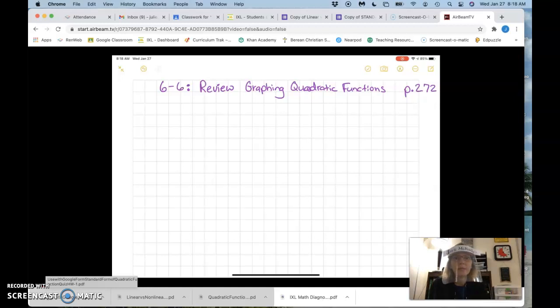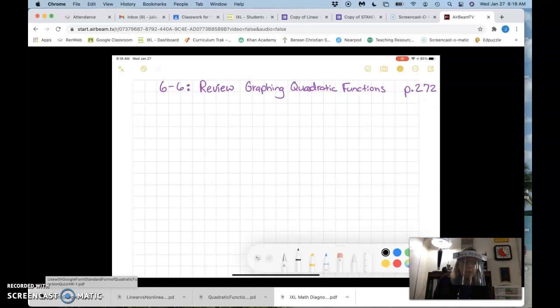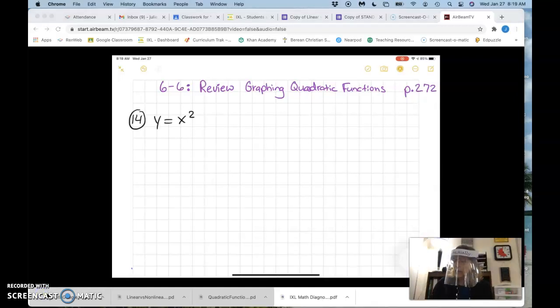Okay, it's one of those days. Graphing quadratic functions. And we're on page 272, so I'm just going to do some examples from page 272. And I'm going to remind you of a few important things. So let's go. Alright, so the first thing I'm going to remind you of is some little tips.